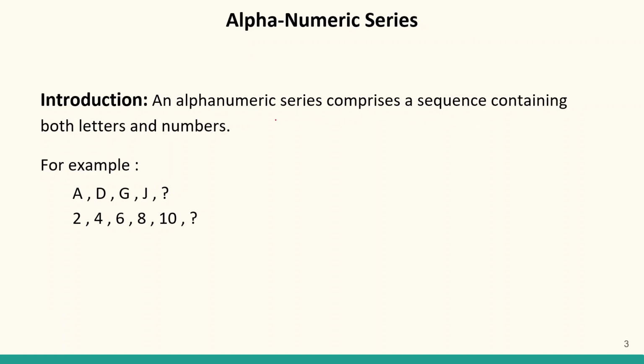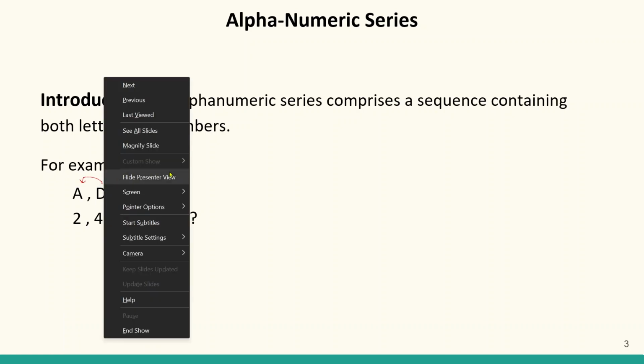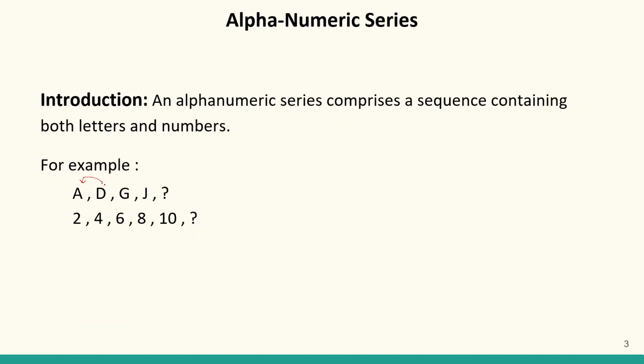It comprises a sequence containing both letters and numbers. These are the examples. When we solve these types of questions, we basically have to find the logic that is being followed throughout the series. How is this letter in relation with this letter? What is the relationship between these two letters? This is how we can find the relationship, and we can identify the element that is required to solve this example.